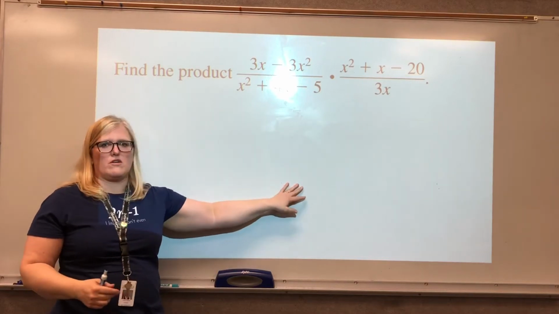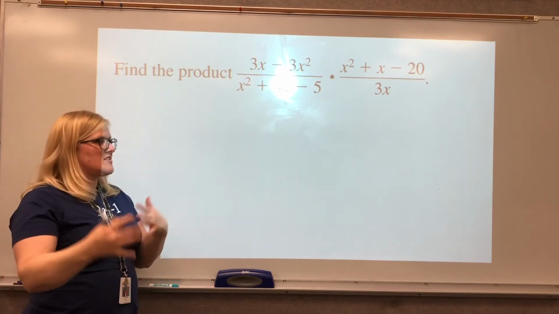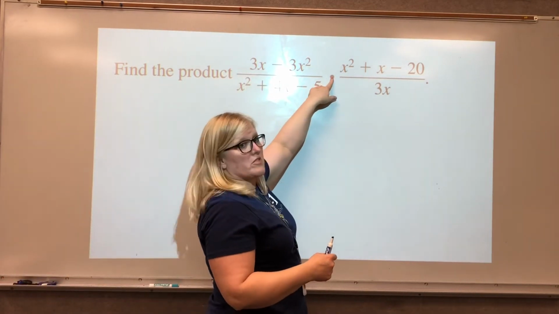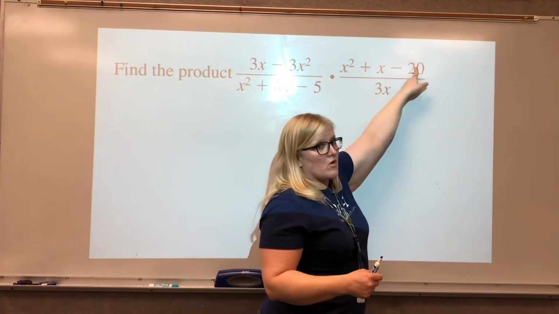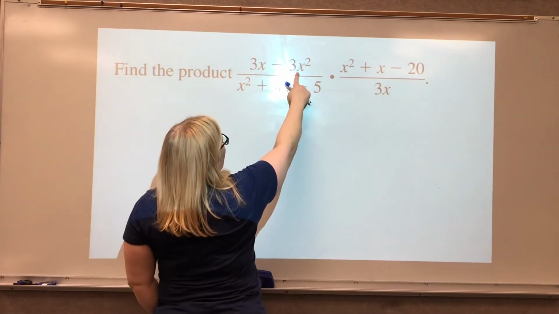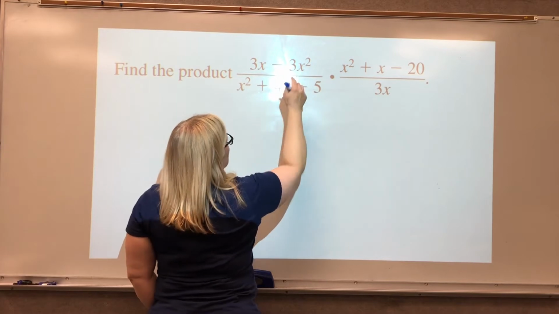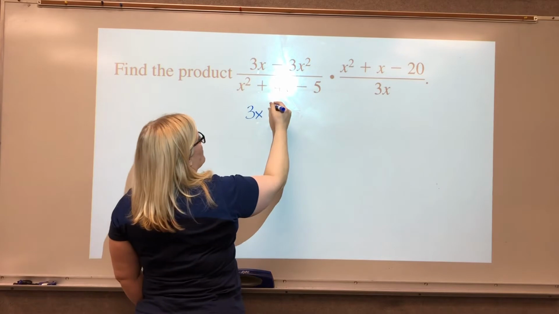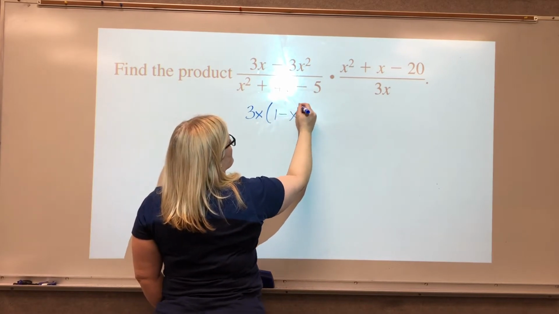Let's do some more. So the rest of the lesson is just doing more of these, okay? This one's different because we're multiplying. Remember, you multiply across the numerator and the denominator. So what I can factor out of 3x minus 3x squared is a 3 and an x. And I'm left with 1 minus x.